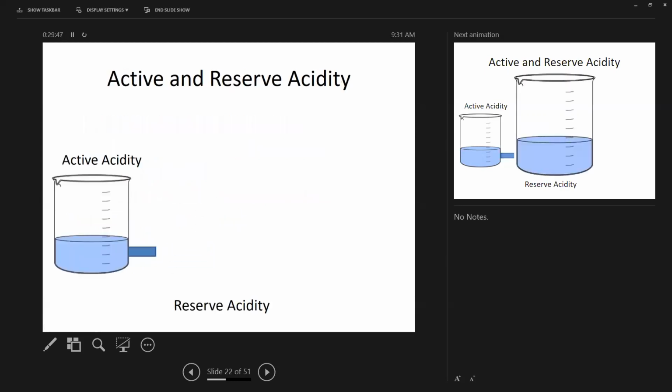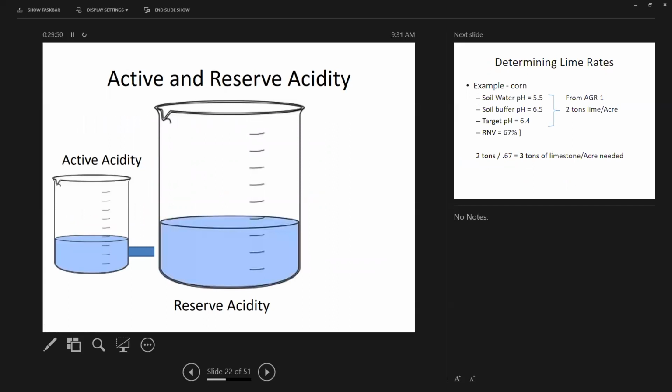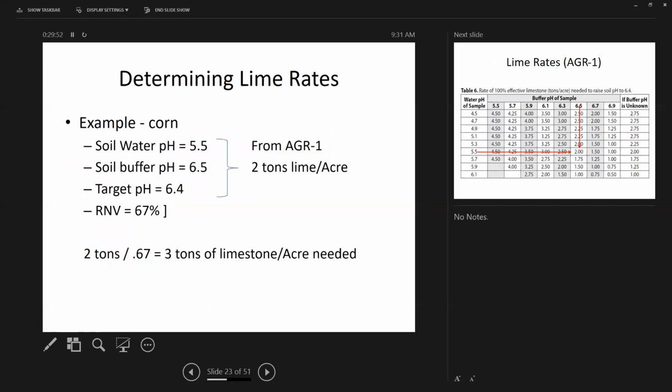So just the same concept, showing you again, we want to know how big that pool is. So we determined what our lime rate is. You won't see this on your printout, but this is exactly how it's calculated. If you want to look at AGR1 sometime, or if for some reason you put in a pH of 6.4 but you actually need a target pH of 6.8, you can go to AGR1, take your water pH, take your buffer pH, look them up, and it will tell you the amount of limestone to hit that particular target pH.